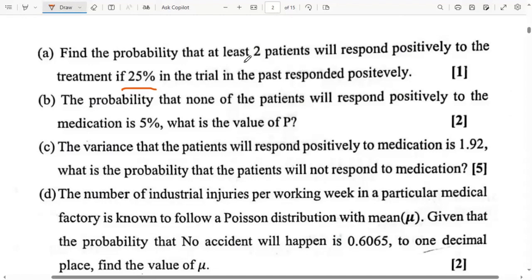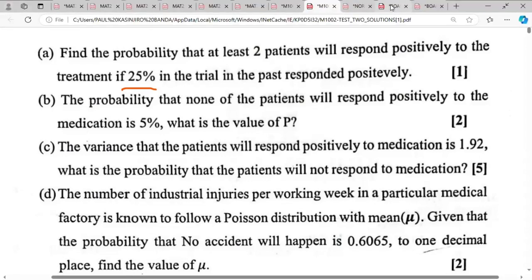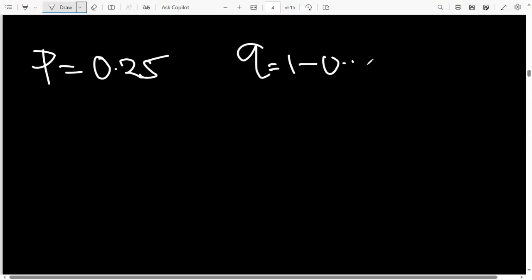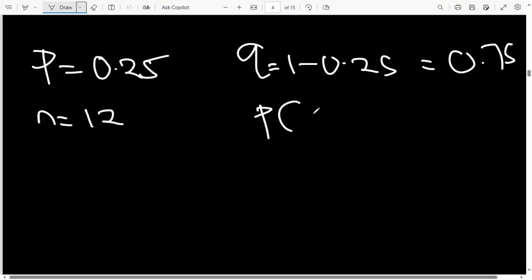We are finding the probability that at least, meaning at least 2, meaning 2 or more. So let's put all this information here. We have the probability of 25%, so you put it in decimal. You divide that 25% by 100, you're going to get 0.25. And then we can find our Q, which is the rate of not the success, so 1 minus 0.25. This is going to give you 0.75. And then we have our N, which is 12, and we want to find the probability that at least 2, meaning 2 or more. So this is the probability that we want to find.